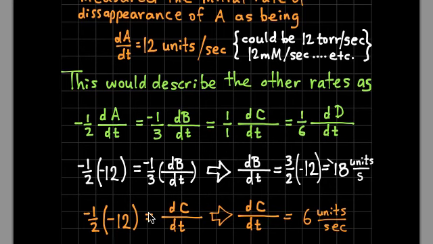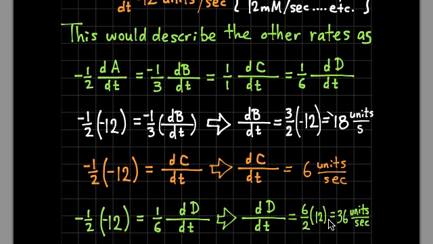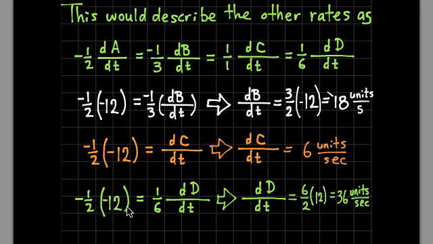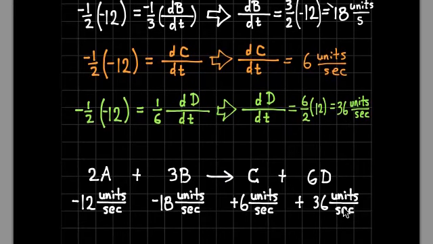Again, for the C, I put the negative 12 for A, the rate of disappearance of A. What's the rate of appearance of C? Well, it's just half that, which is 6. And what about D? Put the disappearance of A here, the rate of appearance of D here. As the equation said, 1/6 here, one half here.